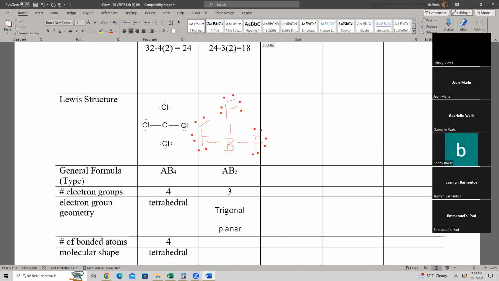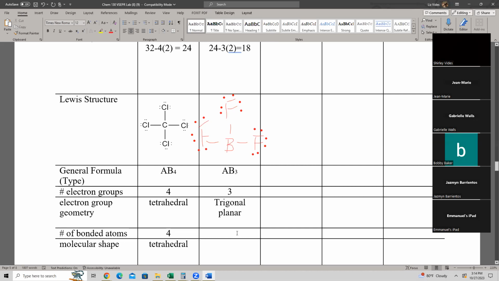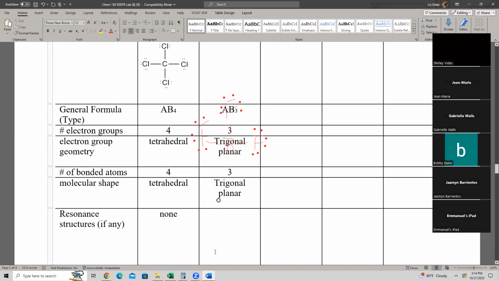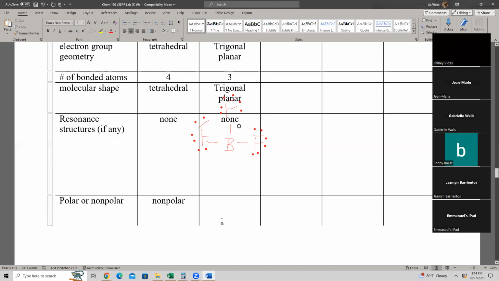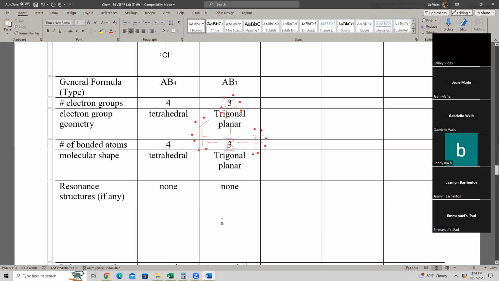Once you have that, we are going to look at the next part. How many are bonded atoms? Again, 3, right? So the trigonal planar, might as well just copy paste because it's the same thing right here. So what did we say? We said there is no resonance as long as there are no double bonds. So there are none, right? No resonance structures.